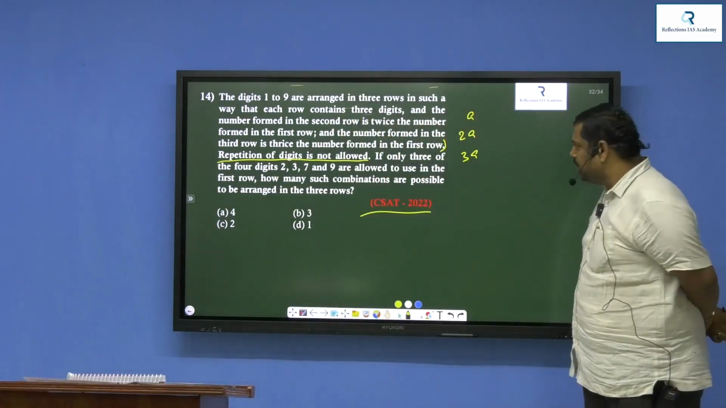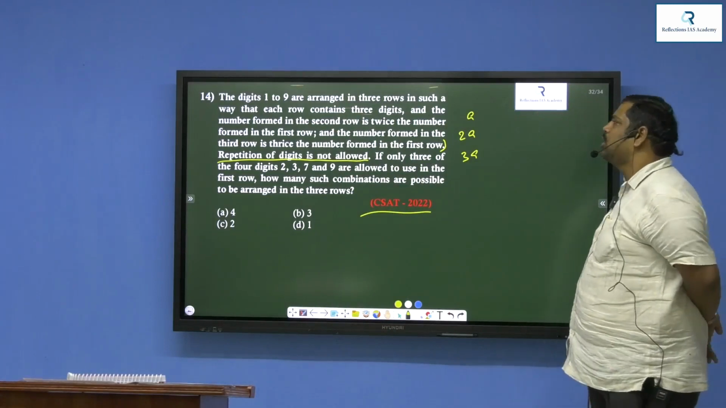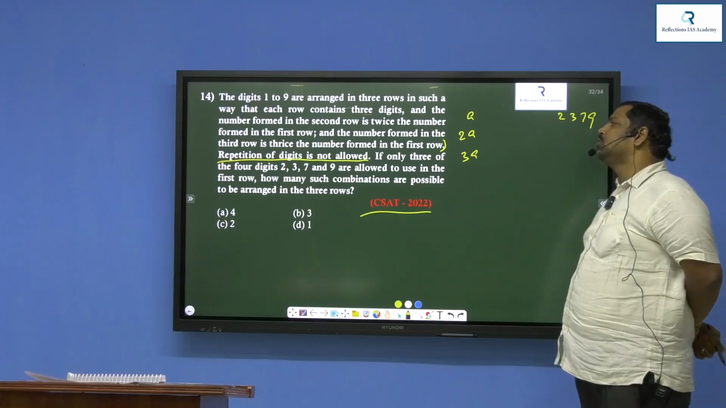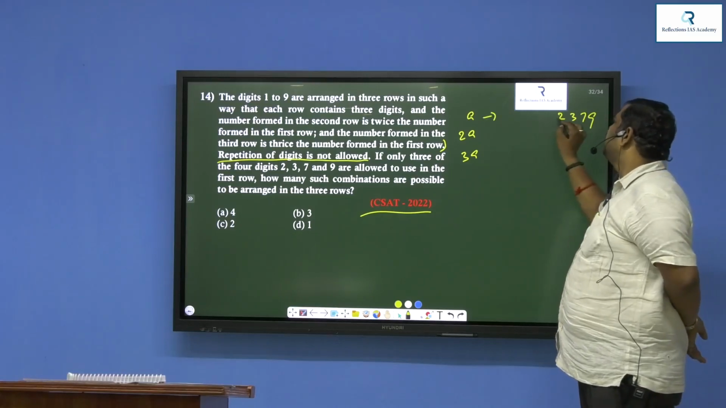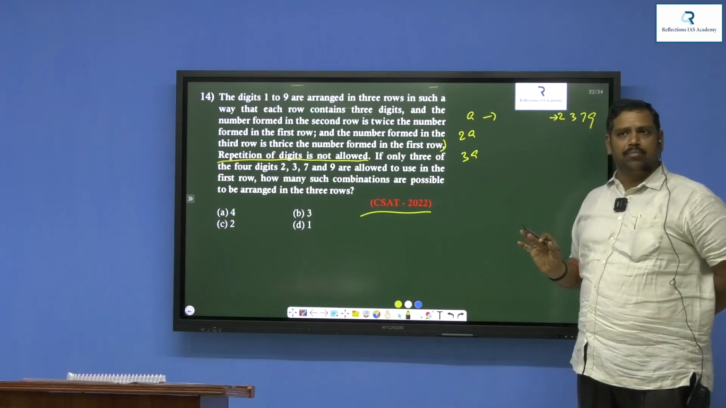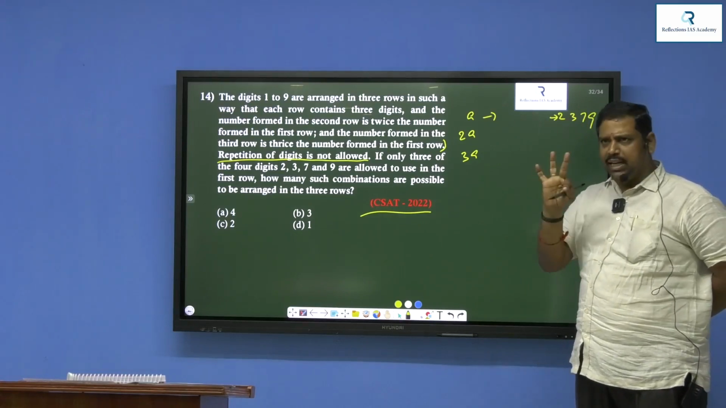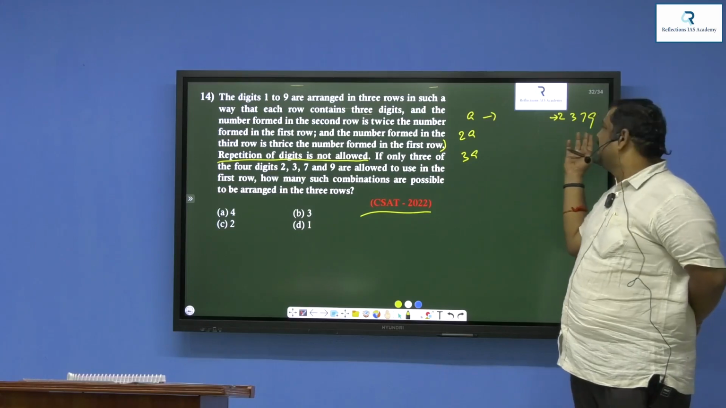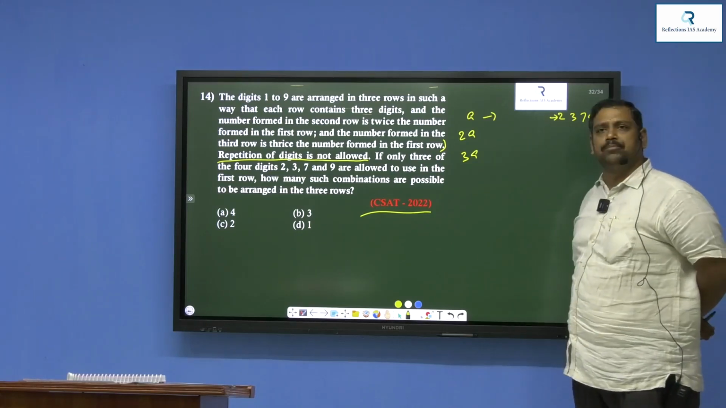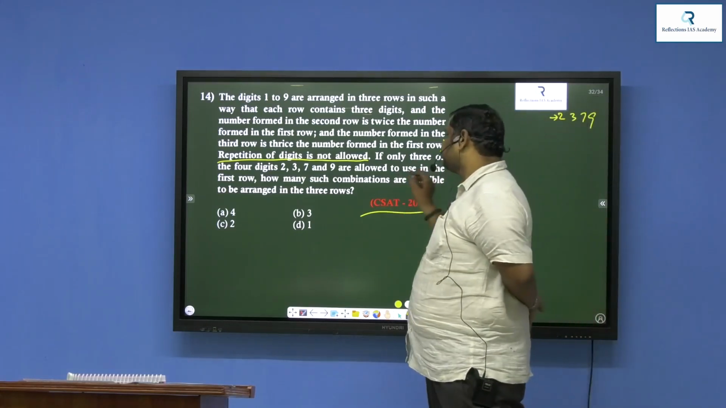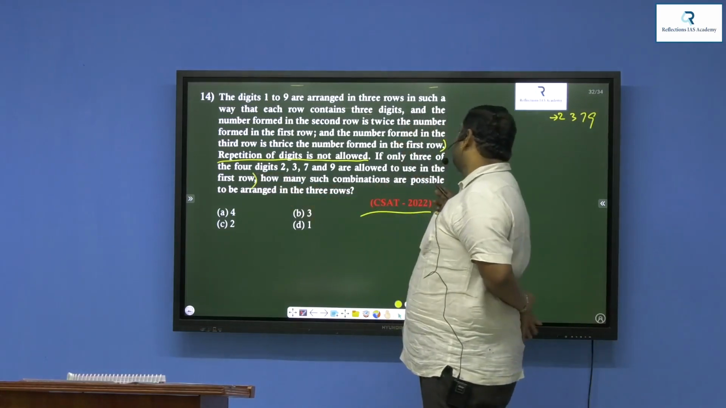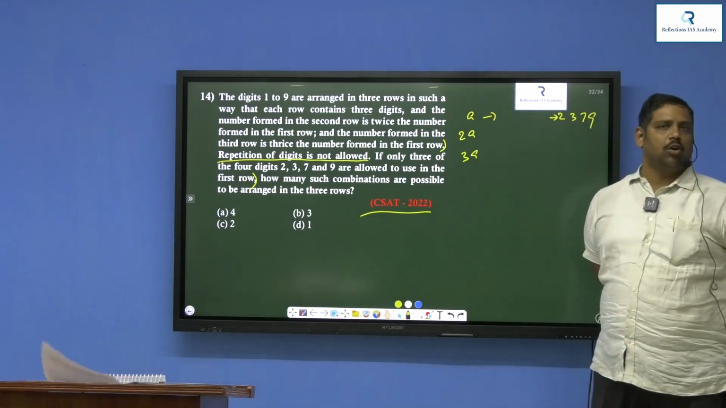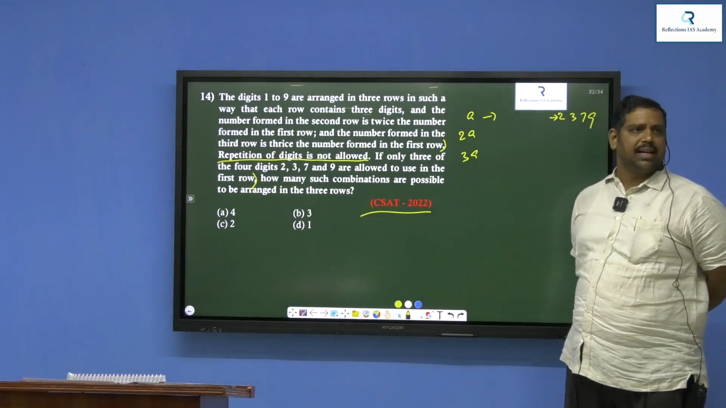Okay. Next one. If only 3 of the 4 digits 2, 3, 7 and 9 are allowed to use in the first row. In the first row, only these 4 need to be utilized. You have to utilize 4 or only 3? It's a 3-digit number, right? So 3 digits out of these 4 need to be utilized. Okay. Next one. How many such combinations are possible to be arranged in the 3 rows? How many such combinations are possible is asking.